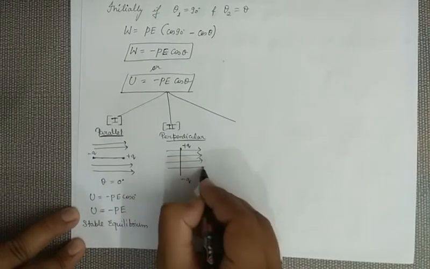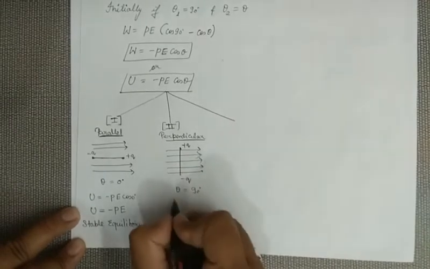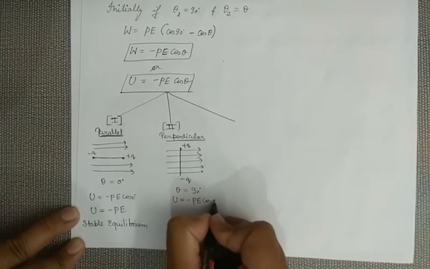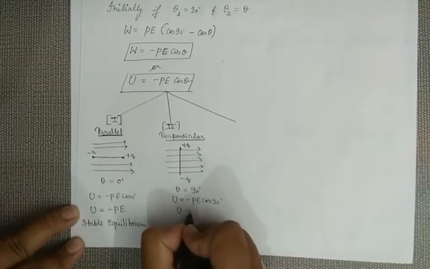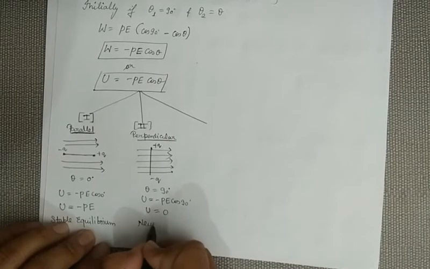And this is a uniform electric field. So here theta is 90. So when theta is 90, your energy is minus PE cos 90. Cos 90 is 0, so energy is 0. Such a configuration is termed as neutral equilibrium.